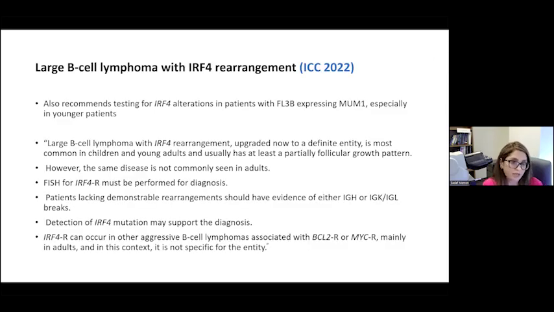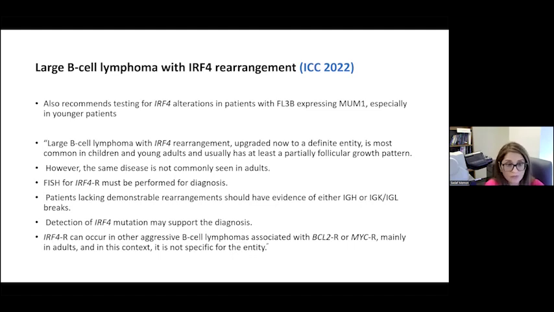So ICC 2022 also recommends testing for IRF4 alteration in patients with follicular 3B expressing MUM1, especially in the younger patients. Large B-cell lymphoma with IRF4 rearrangement, upgraded now to define an entity, is most commonly seen in children and young adults, and usually has at least a partially follicular growth pattern. So we do see partial follicular growth pattern in our case as well. However, the same disease is not commonly seen in adults.